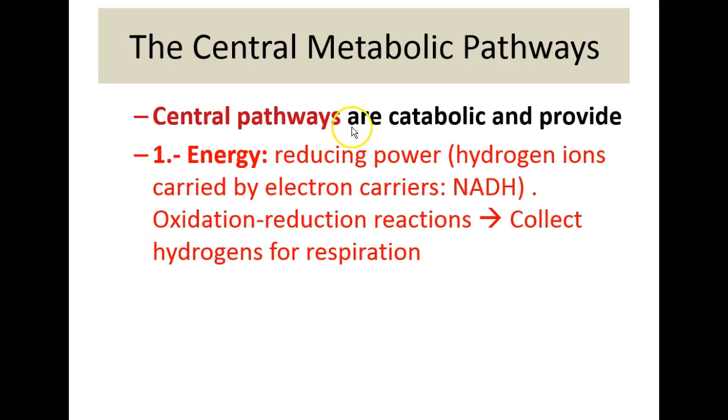The central metabolic pathways, glycolysis and the Krebs cycle, are catabolic pathways that will provide energy in the form of reducing power. That means the hydrogen ions, which will be carried by electron carrier molecules, mainly NADH. Oxidation reduction reactions will collect these hydrogens for respiration.